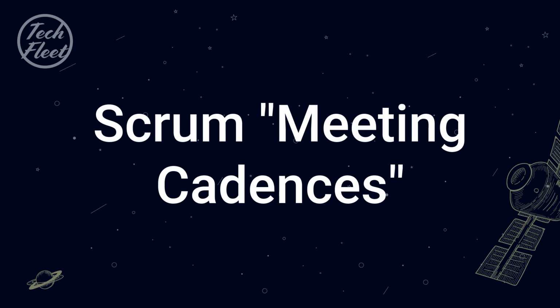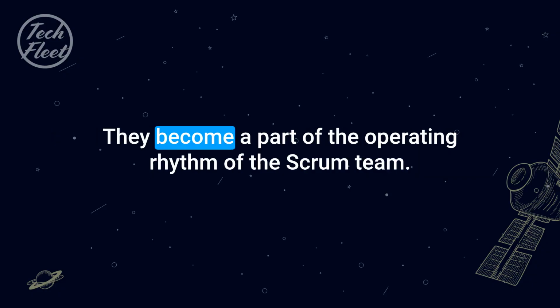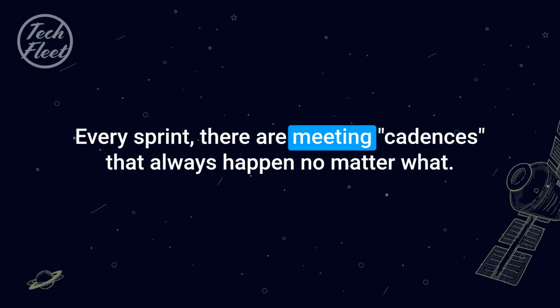Scrum meeting cadences. Meetings are often called cadences in Scrum, implying that they always keep happening. They become a part of the operating rhythm of the Scrum team. Every sprint, there are meeting cadences that always happen no matter what.